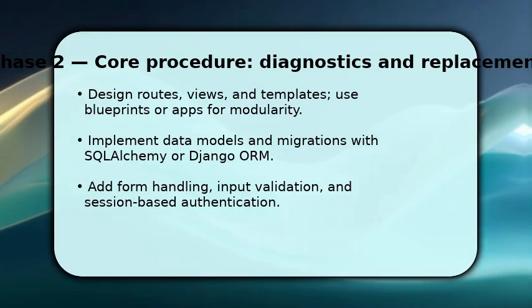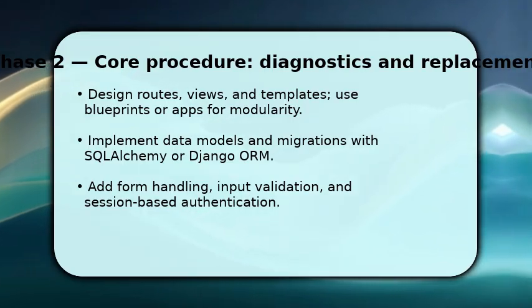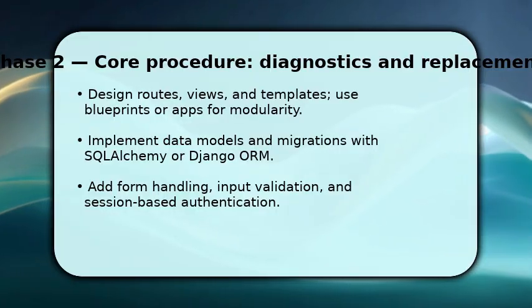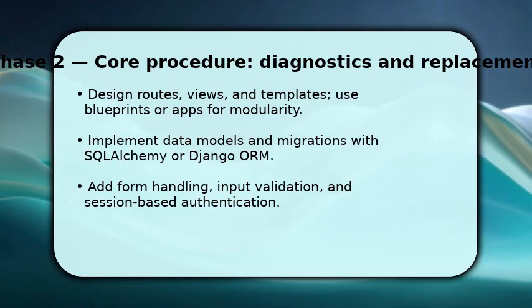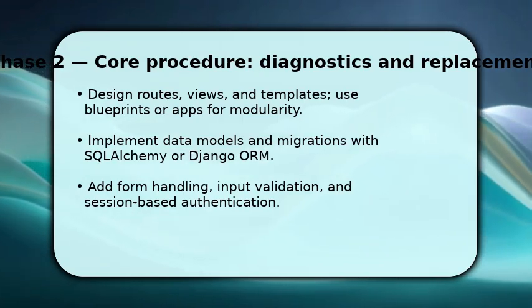Once the project scaffold is ready, implement the app's core, define routes or views that map user actions to logic, and render templates for UI. Use an ORM to model data and run migrations so your schema evolves safely. Make sure to validate input on both client and server to prevent bad data.